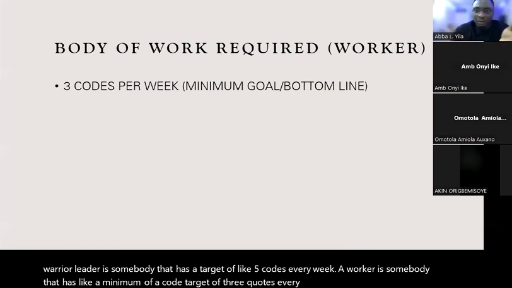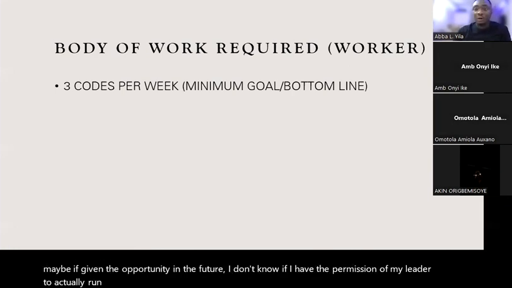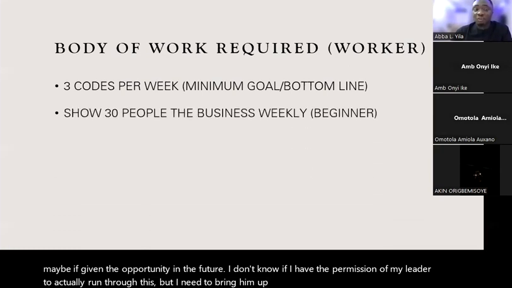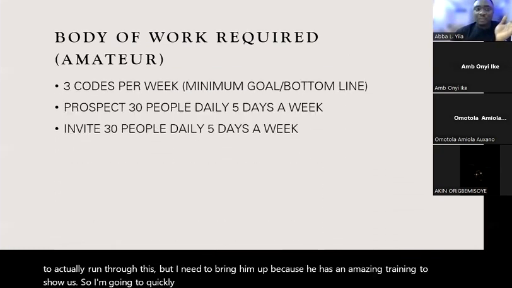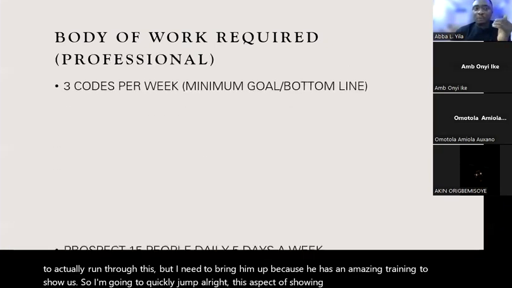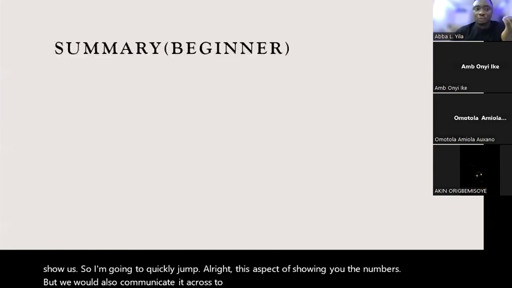Due to lack of time, maybe if given the opportunity in the future, I don't know if I have the permission of my leader to actually run through this, but I need to bring him up because he has an amazing training to show us. So I'm going to quickly jump this aspect of showing you the numbers, but we would also communicate it across to your leaders to show you this.